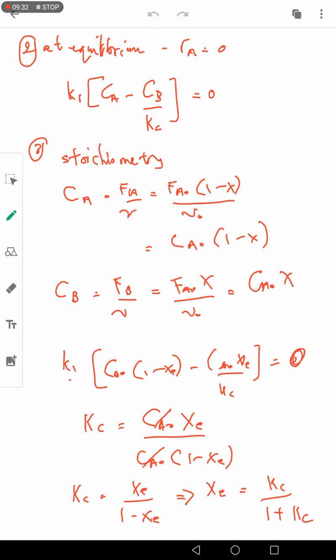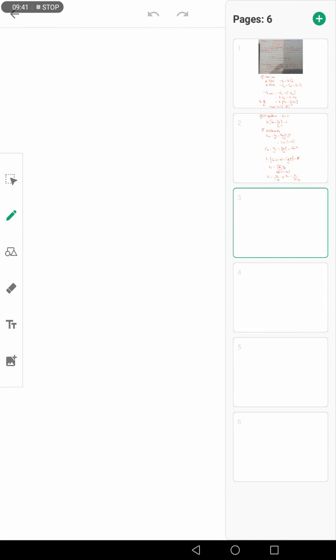Okay, kenapa kita nak buat ni semua? Sebab nanti kita nak table out data sebenarnya. Okay, next step number 4. Dalam soalan dia ada beri Kc equals to 100,000. So kita boleh guna information ni dengan kita manipulate this equation, for example.